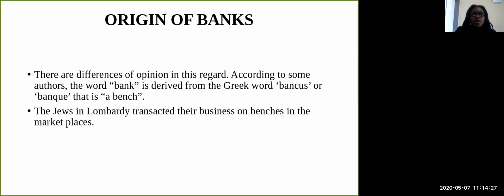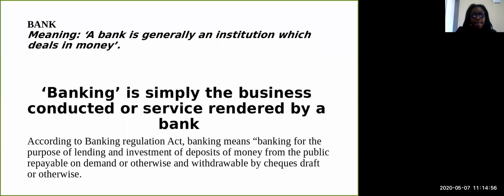But due to some evolutions in different countries, some infrastructure was built for the safe transacting of money. So the Jews in Lombardy transacted their business on benches in the marketplaces. But now we can agree with me that during this time, monetary transactions are now being done in infrastructure.